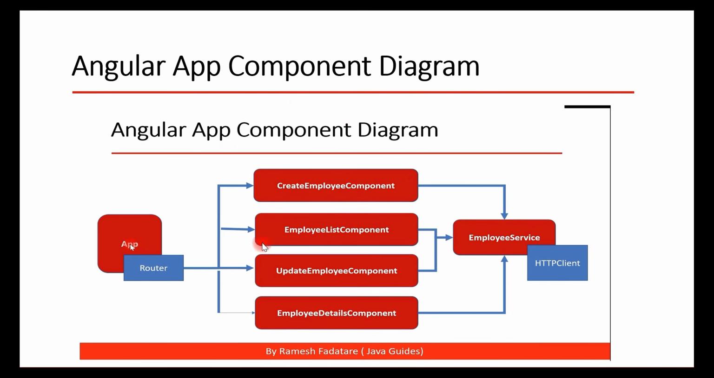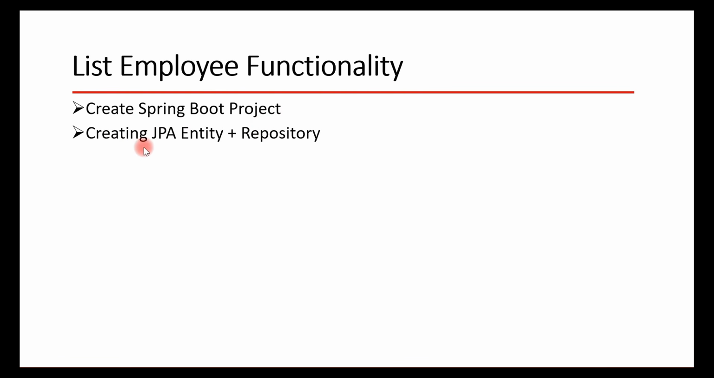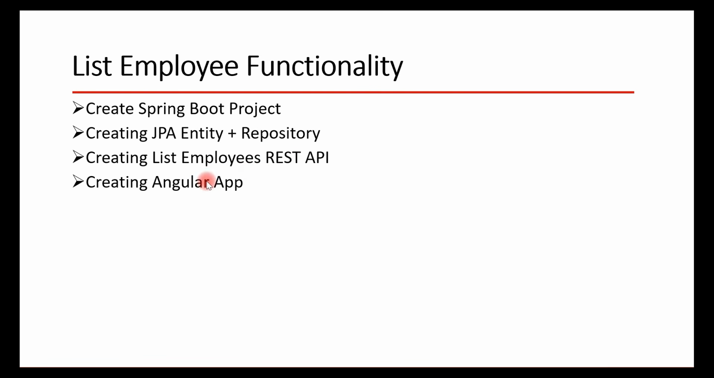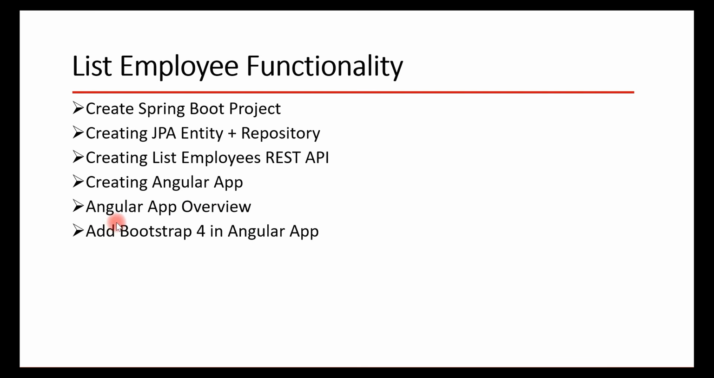We are going to create an employee list component which will display a list of employees on a web page. Before that, let's recap what we have done so far. We have created a Spring Boot project, a JPA entity and JPA repository, and we have created and exposed the list employee REST API. We have created an Angular application and had a quick overview of it. And in the previous video, we added Bootstrap 4 to our Angular application.